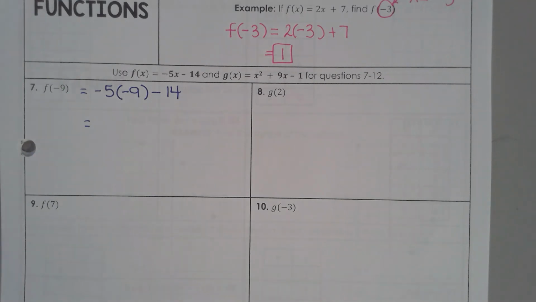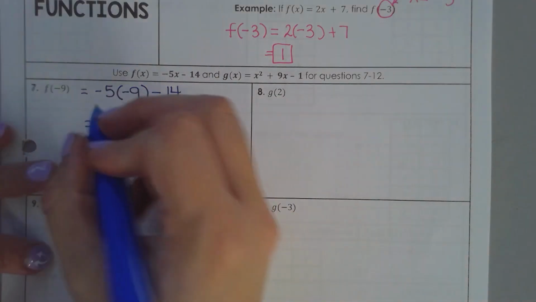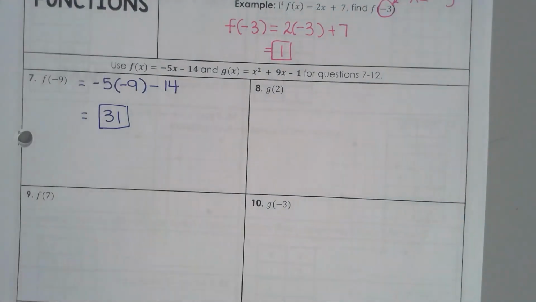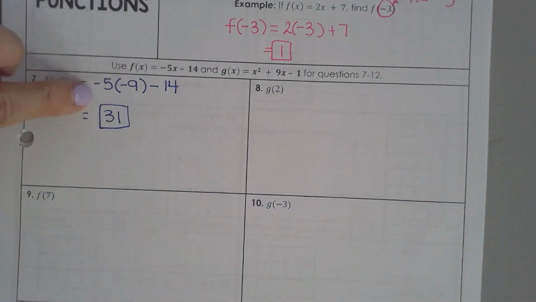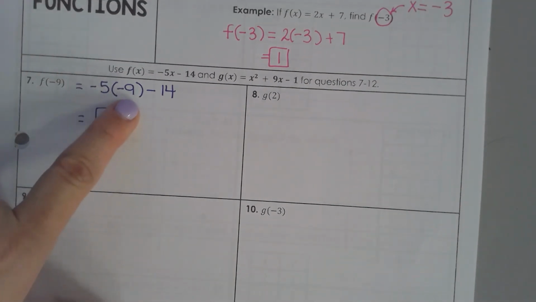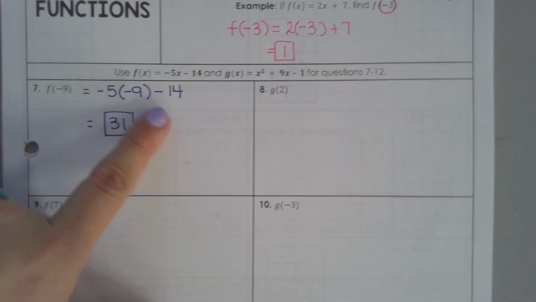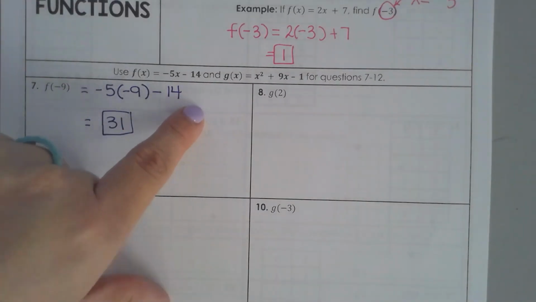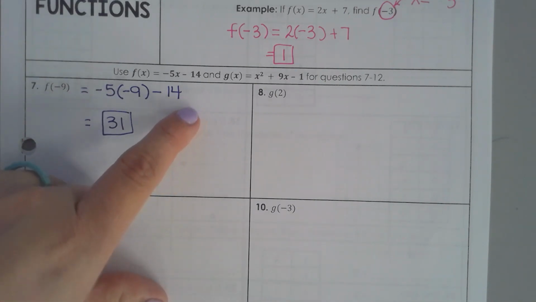All right, Serena, what did you get on number 7? It is 31. If you did not get 31, make sure, did you have negative 5, and then in parentheses, negative 9, minus 14? There is a difference between the minus and the negative in your calculator. Any questions?